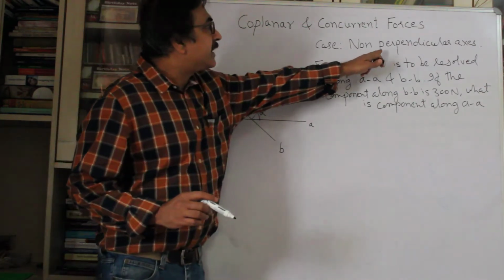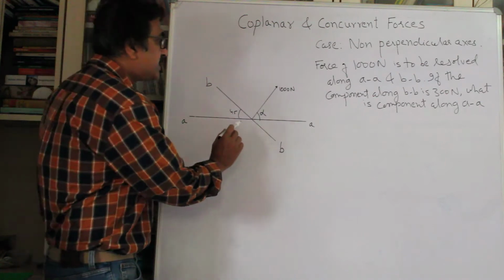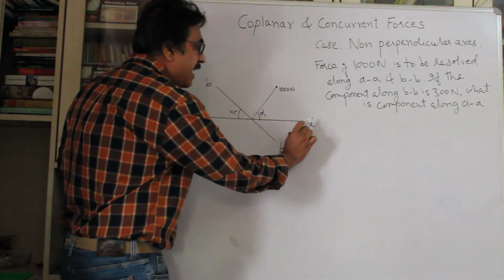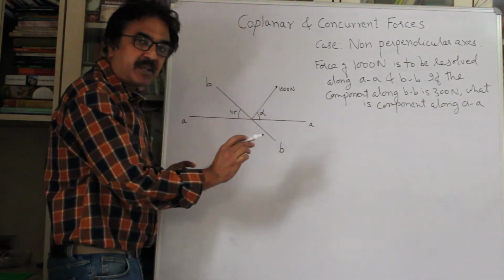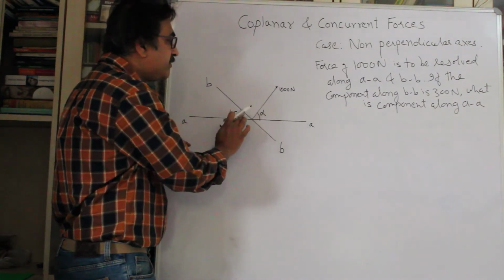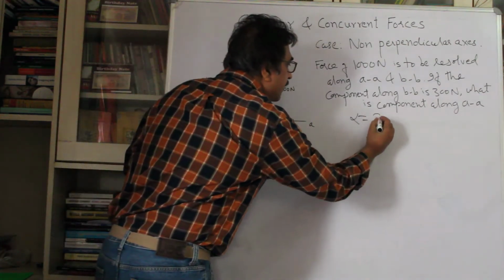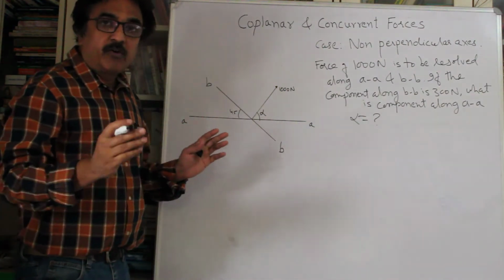So I have written it. This is a case of non-perpendicular axis. Okay. So what you are given is this is the force. This is AA. This is BB. We want to resolve the force along AA and BB, and also we want to find out angle alpha. Right. So what is alpha? So how do we proceed?